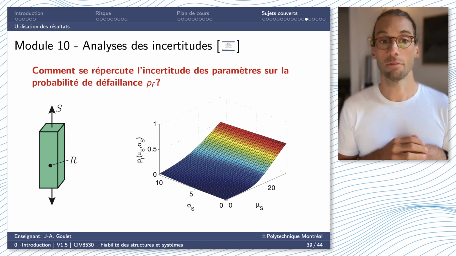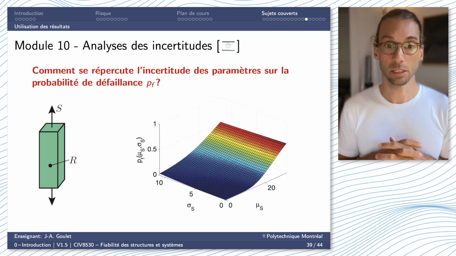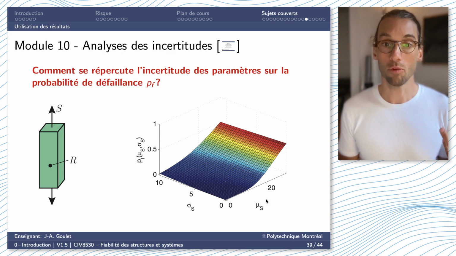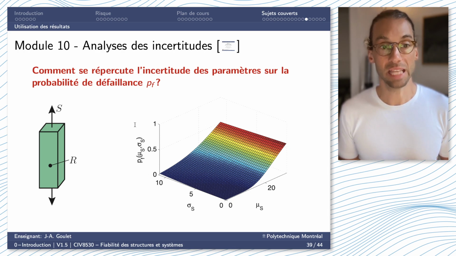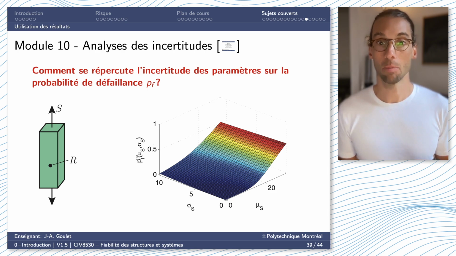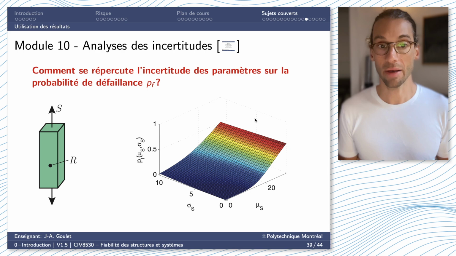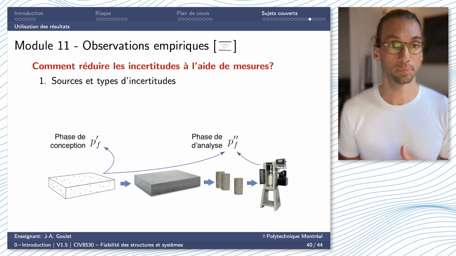Module 10, we're going to cover the uncertainty analysis. So what happens if we have uncertainty about the hyperparameters associated with, say, the mean for the solicitation, so the mean for S and the standard deviation for S? What if those are uncertain? How does this have an impact on my probability of failure? Okay, so how can we analyze the values associated with a graph such as this one?